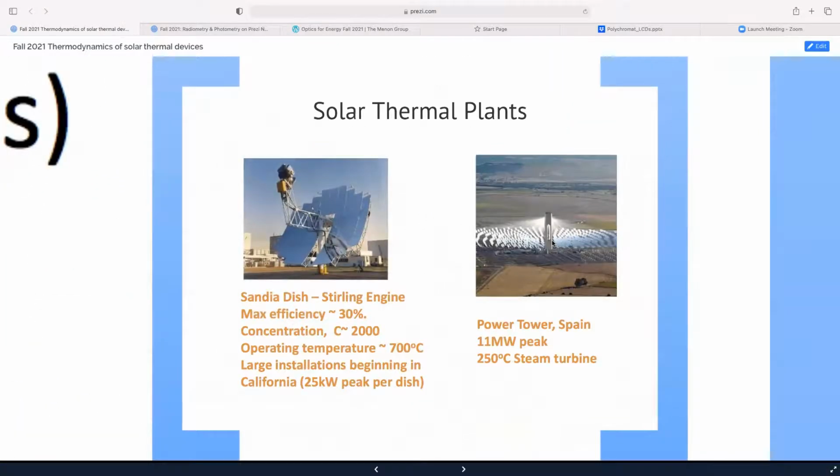First, of course, these are very important in solar thermal plants, and we'll come back and look at these in a little more detail later on. There are two examples shown here. One is what's called the Sandia dish Stirling machine, where they make units like this and then deploy them in large areas. So that's an example. It has a very large concentration factor.